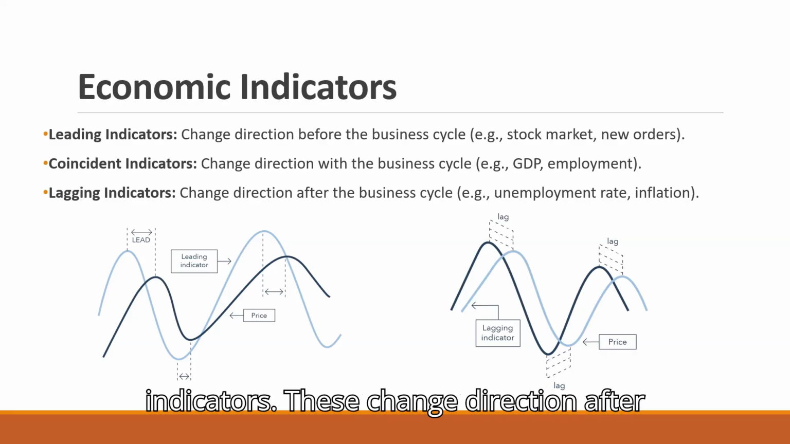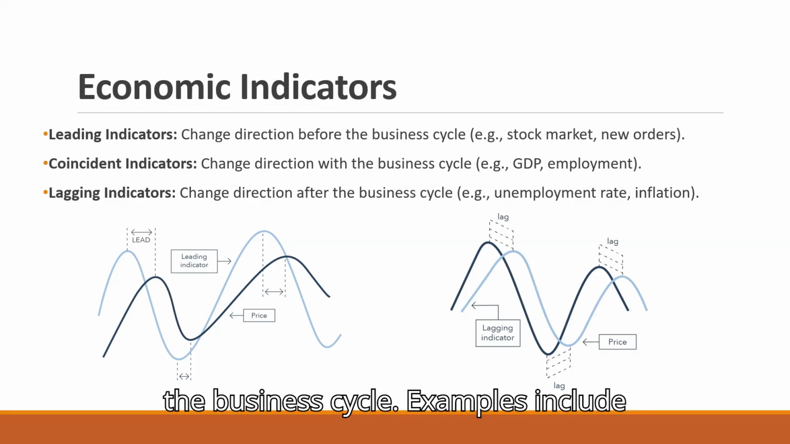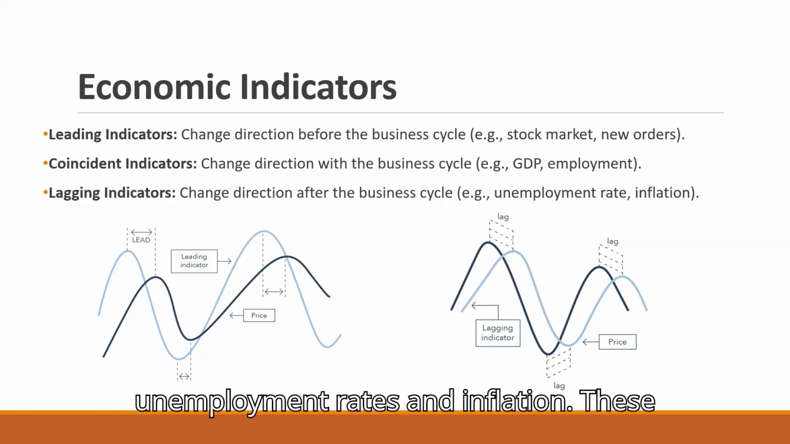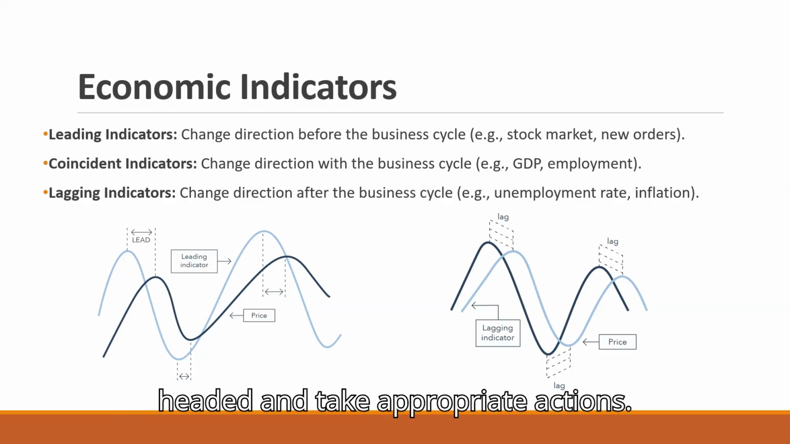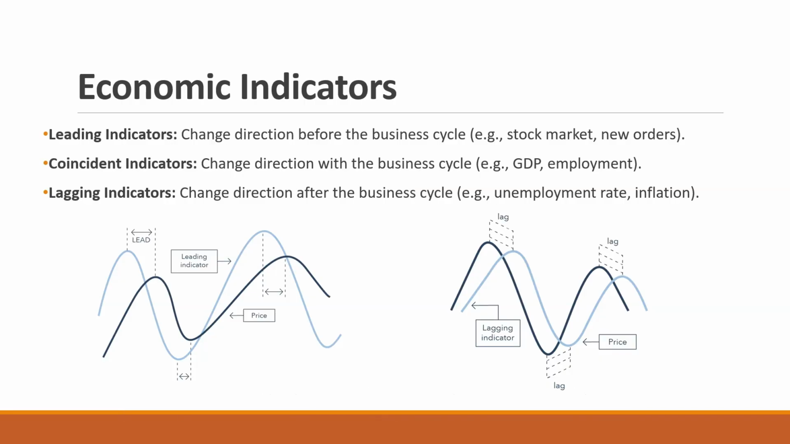Lagging indicators. These change direction after the business cycle. Examples include unemployment rates and inflation. These indicators help economists and policymakers predict where the economy is headed and take appropriate actions.